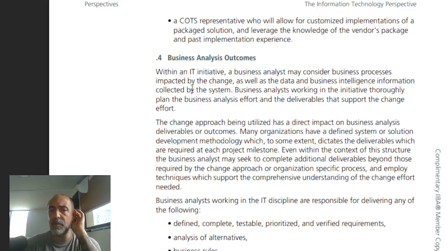Business analysis outcomes. With an IT initiative, a business analyst may consider business processes impacted by the change, as well as the data and business intelligence information collected by the system. Business analysts working in the initiative thoroughly plan the business analysis effort and deliverables that support the change.